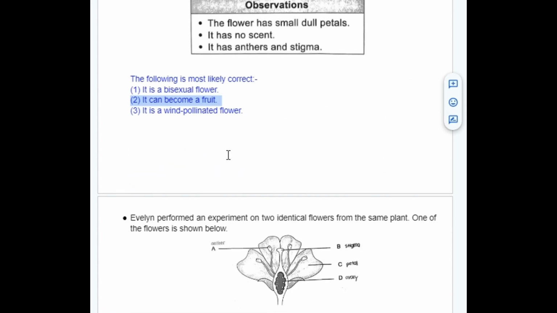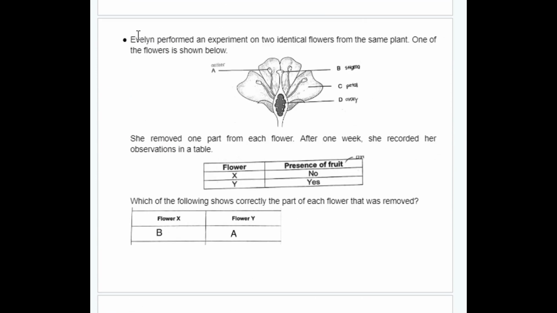Evelyn performed an experiment on 2 identical flowers from the same plant. One of the flowers is shown below. She removed 1 part from each flower. After 1 week, she recorded her observations in a table. Which of the following shows correctly the part of each flower that was removed?